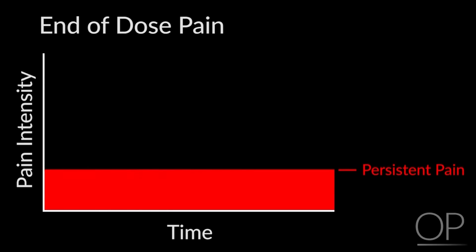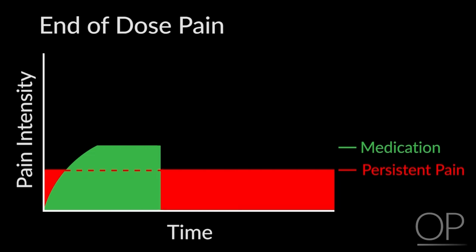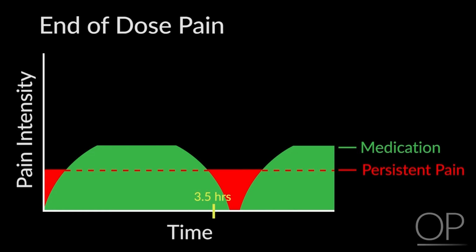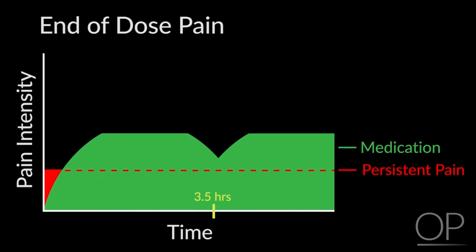A couple of definitions to help us figure out why a pain treatment program might not be working for a patient. One concept is end of dose pain. Again, with short-acting morphine, we expect it to last for 3 to 4 hours. So if you have a patient who's complaining consistently of pain at the 3.5-hour mark, that is just telling you that the medication's wearing off, and so you need to dose a little bit more frequently or increase the dose so that it's going to last a little bit longer.